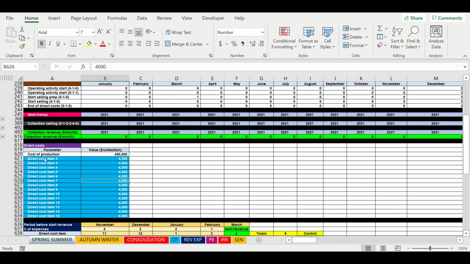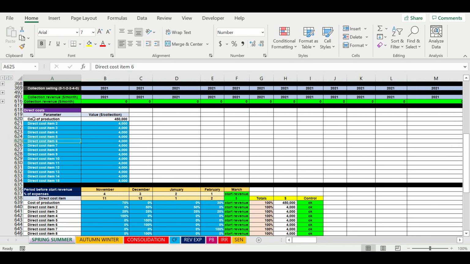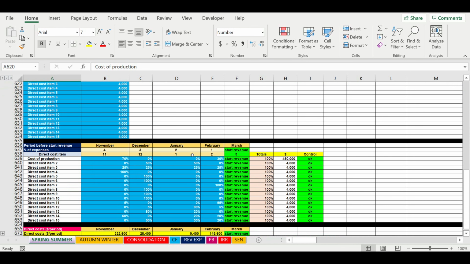For example, here is the cost of production that we already calculated. Here we can type, for example, the costs of logistics, advertising, some taxes, some expenses concerning transport, whatever. So here we set up all the direct costs concerning one collection, plus the cost of production. Then we allocate all these direct costs inside the timeline.